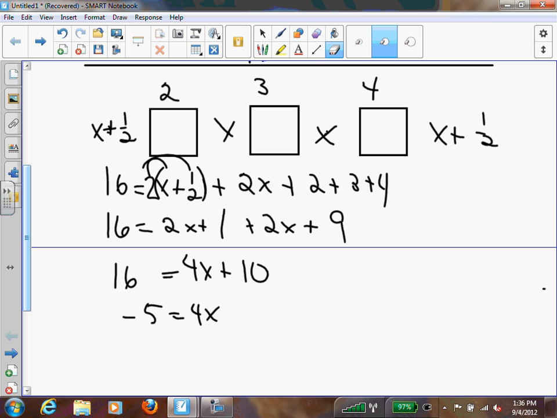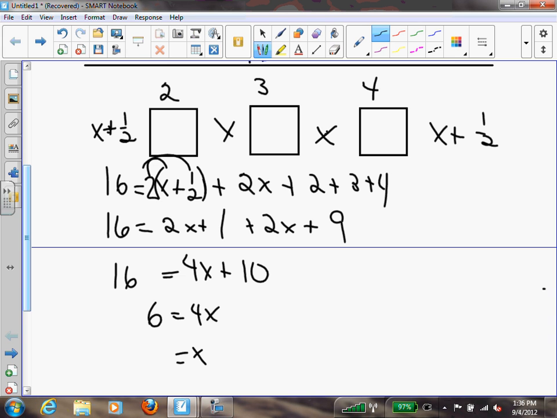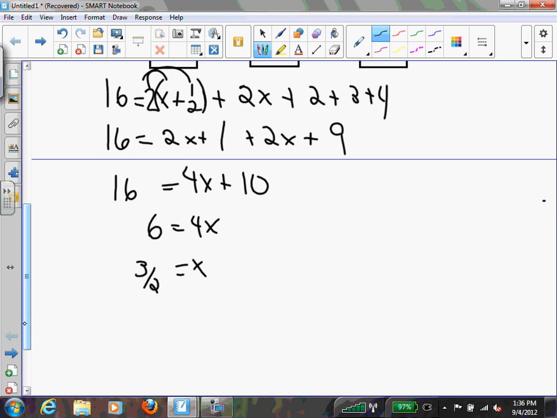So now I'm going to get 4x plus 10, which means 4x is equal to 6. So x is equal to 3 halves. Oops. Went the wrong way. Which is the same thing as saying 1.5 feet.